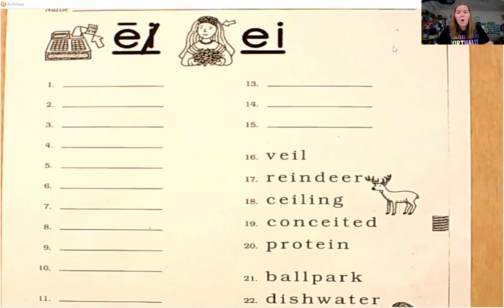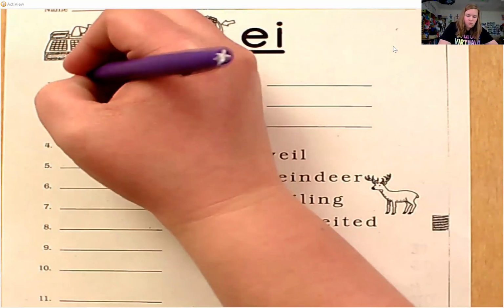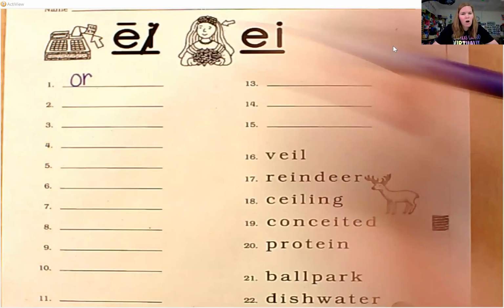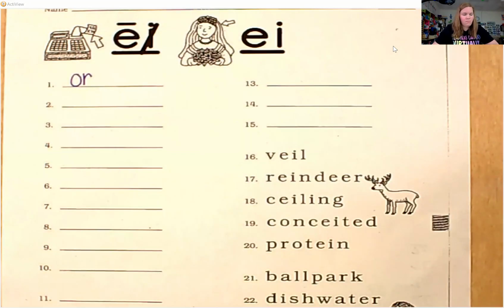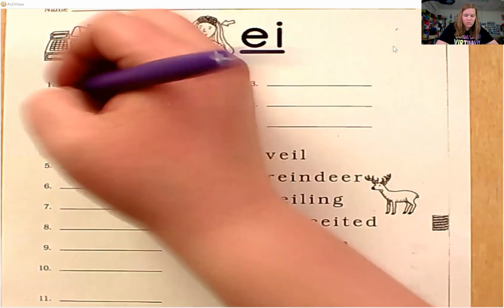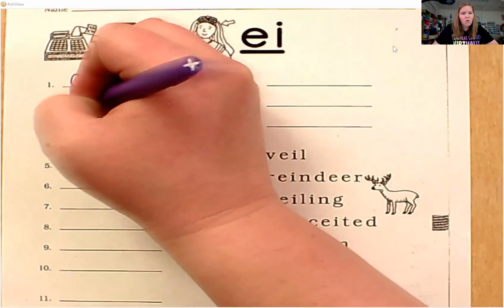Number 1, or. Combination OR, or. Number 2, qua. Combination Q-U, qua.